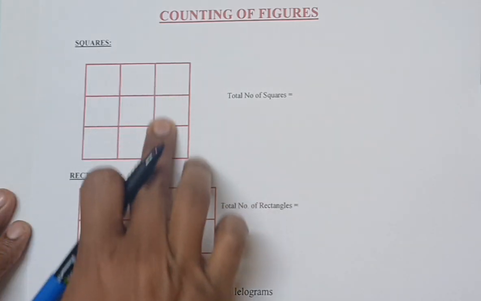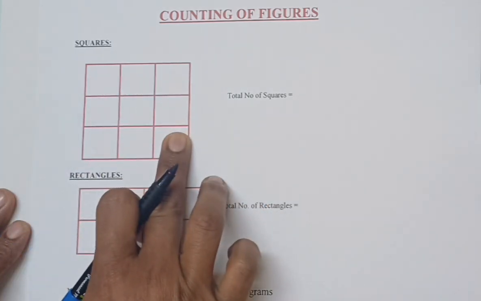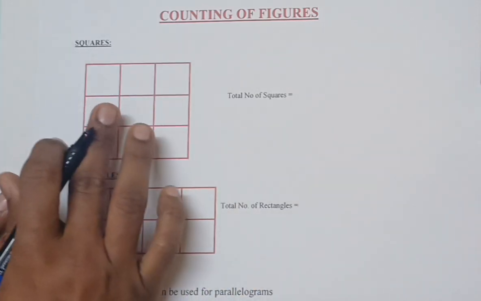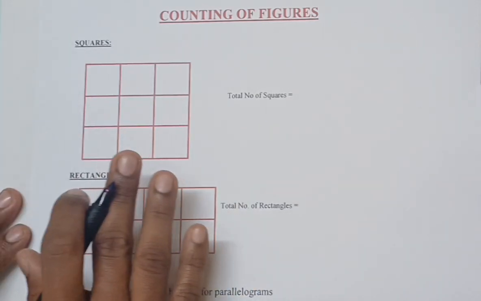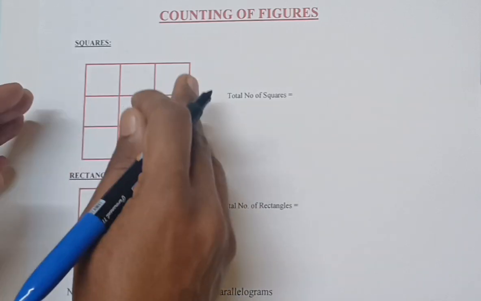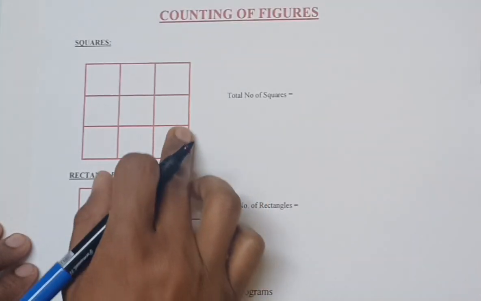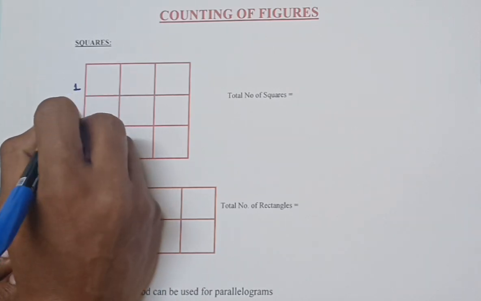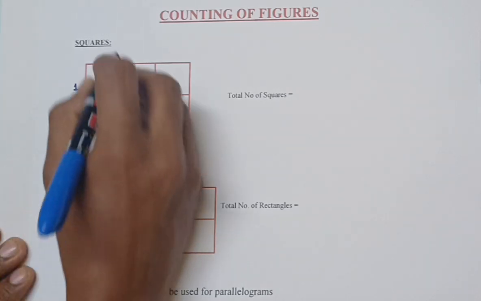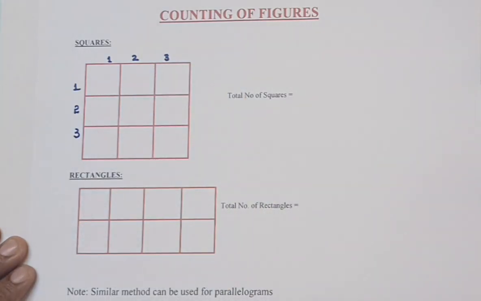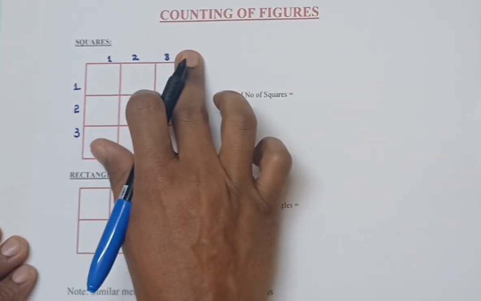Suppose we get a problem like this to find the total number of squares in this figure. These are generally called homogeneous figures or standard figures, in which the big figure is made of small pieces which are identical in shape. So we number the rows and similarly number the columns. So there are 3 rows and 3 columns.